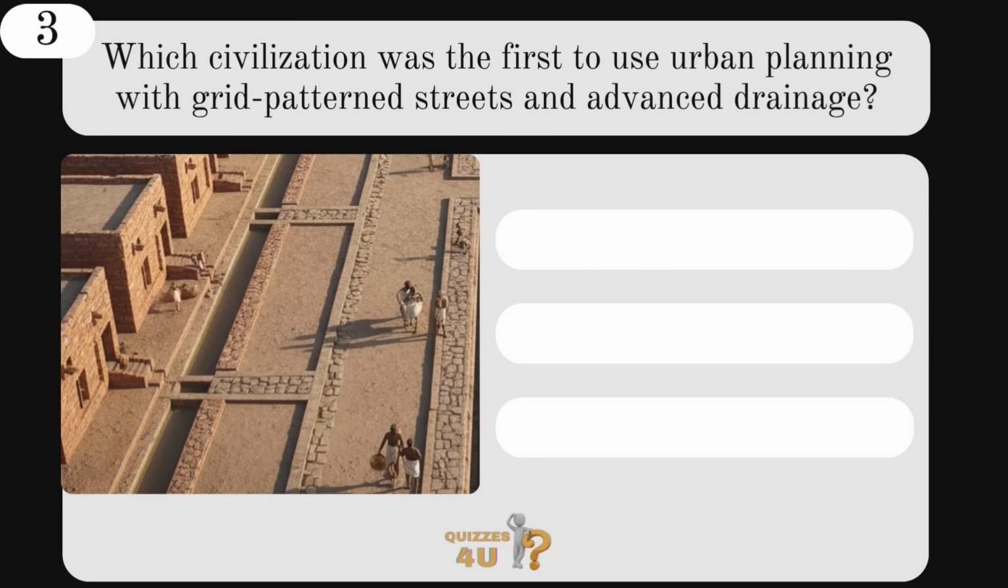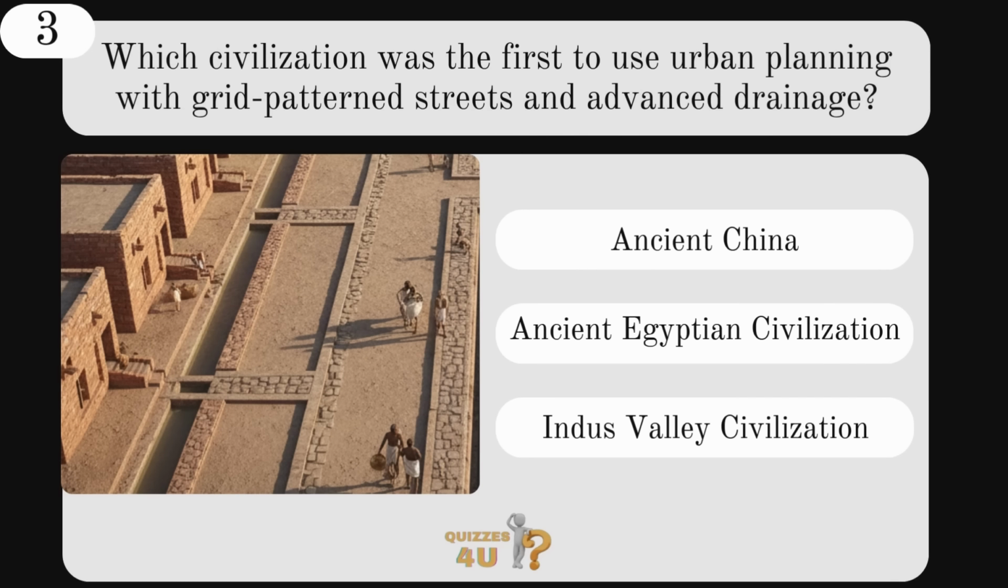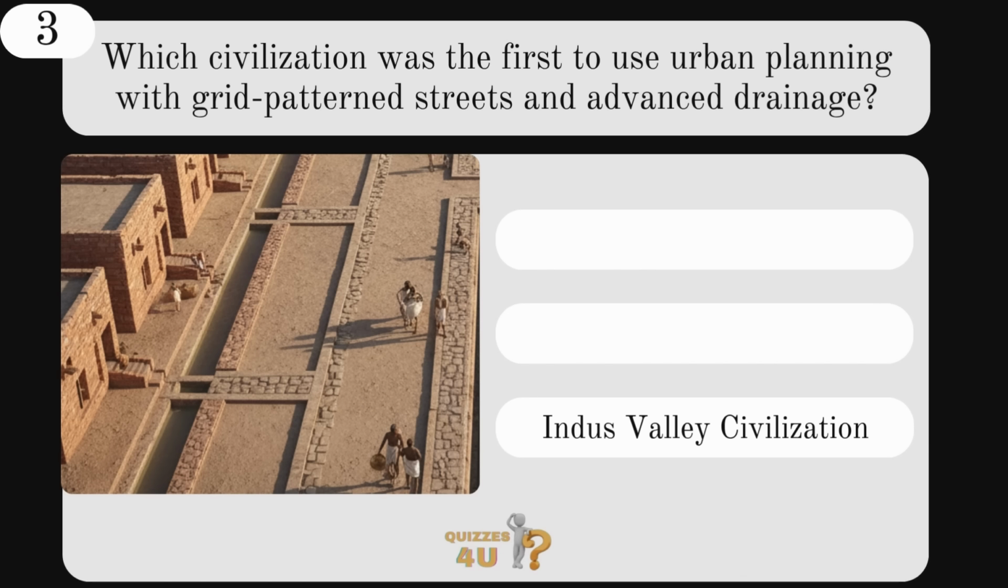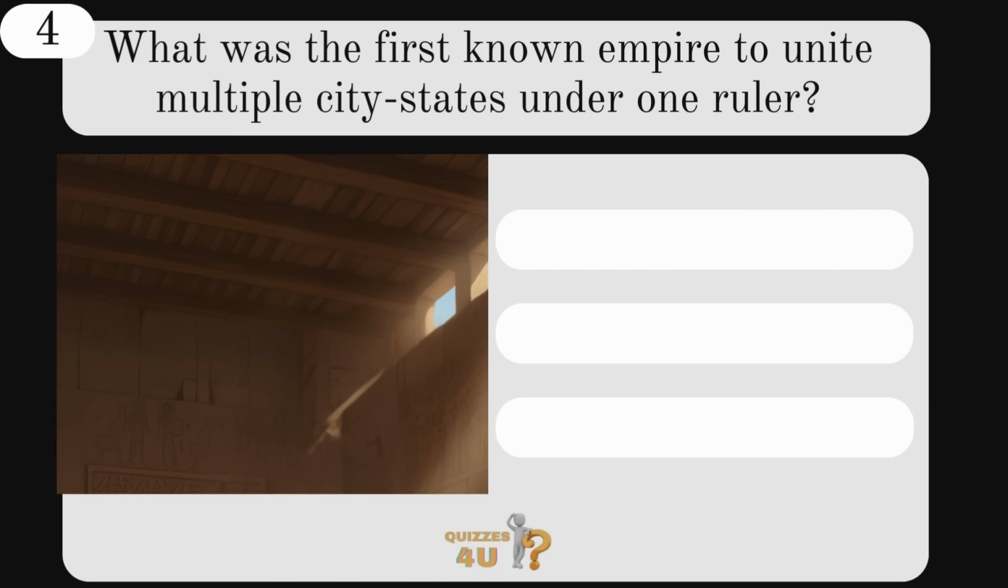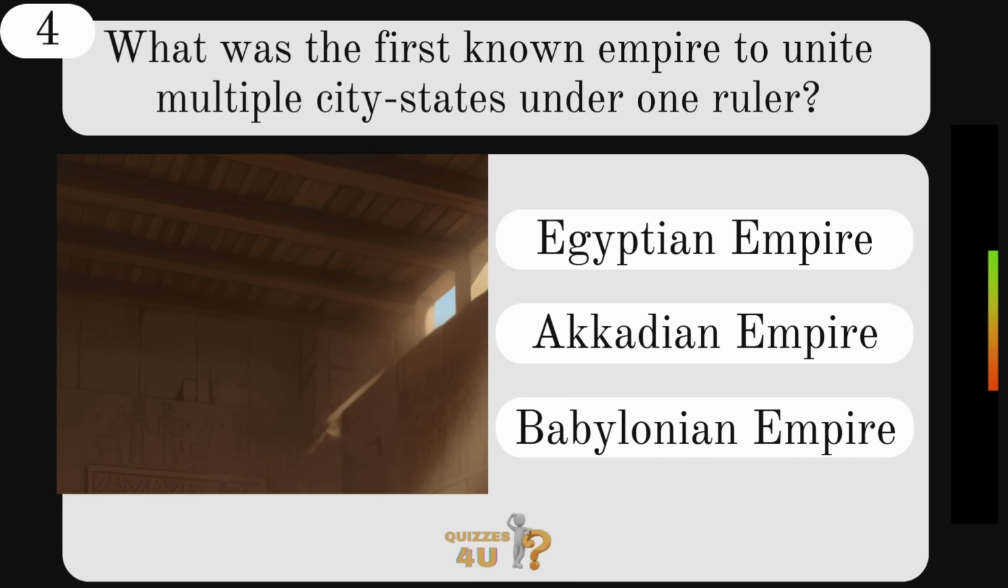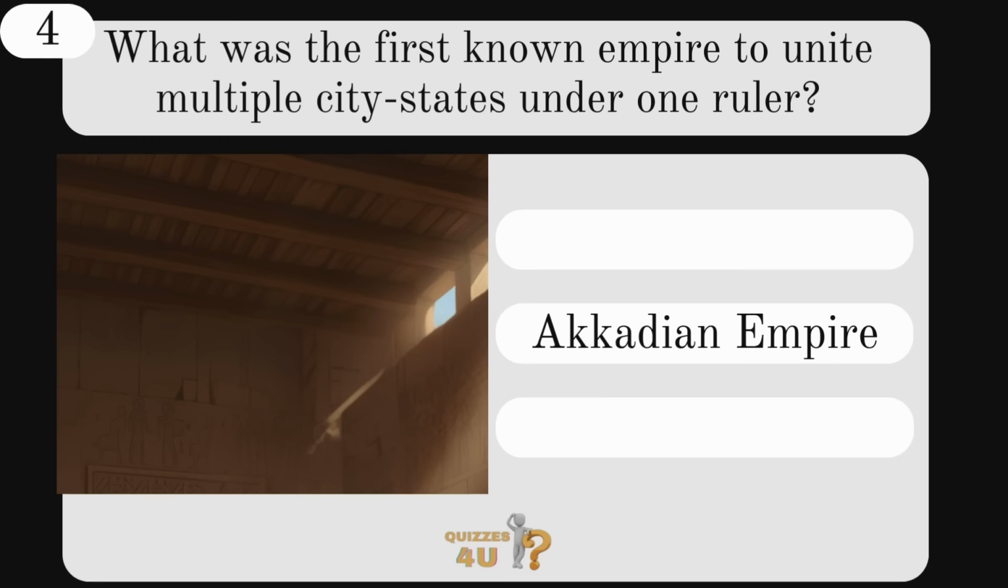Which civilization was the first to use urban planning with grid-patterned streets and advanced drainage? Ancient China, Ancient Egyptian, or the Indus Valley civilization? That was the Indus Valley civilization. What was the first known empire to unite multiple city-states under one ruler? The Egyptian, Akkadian, or Babylonian Empire? That was the Akkadian Empire.